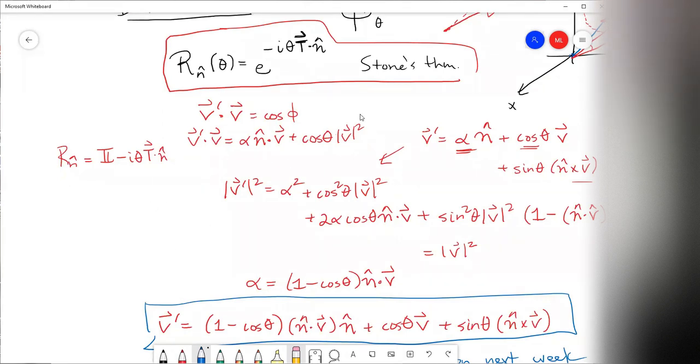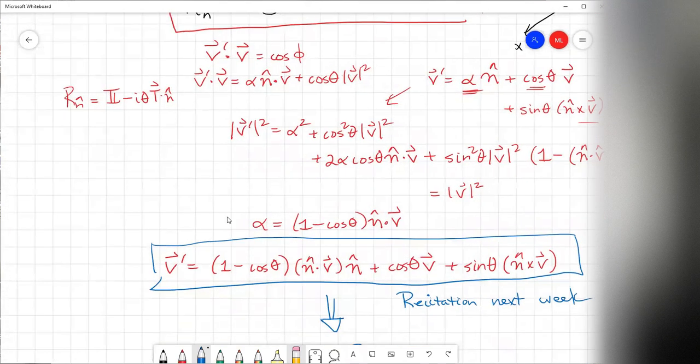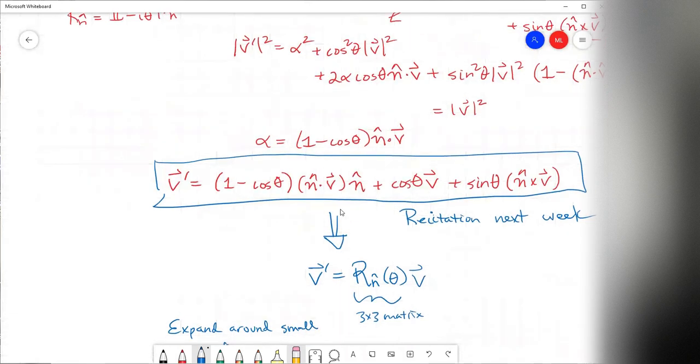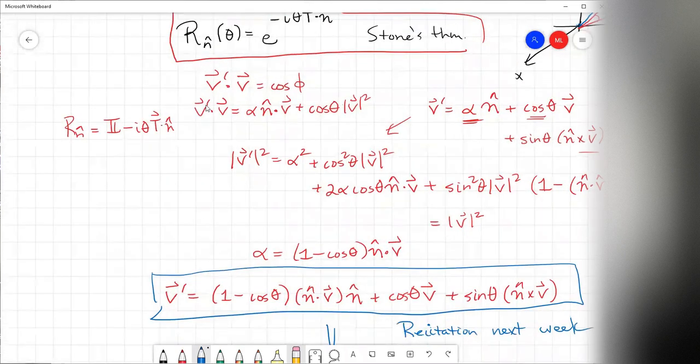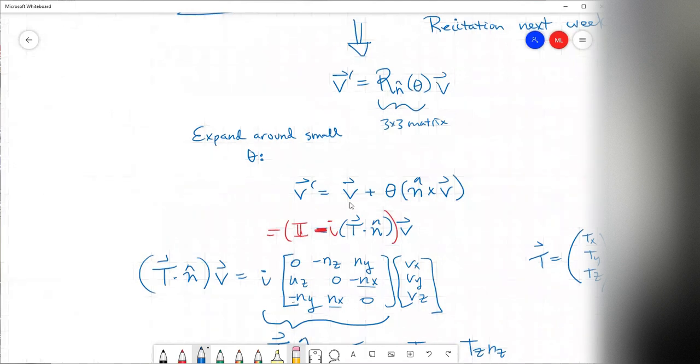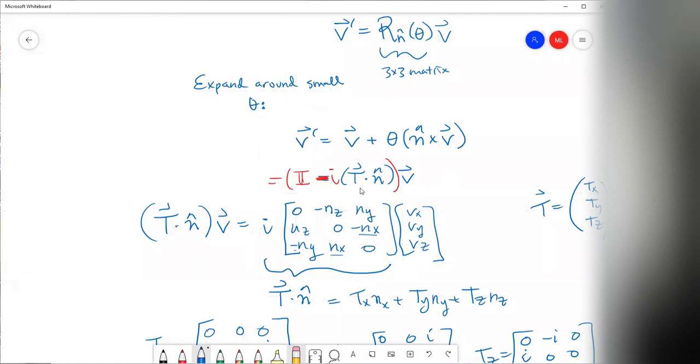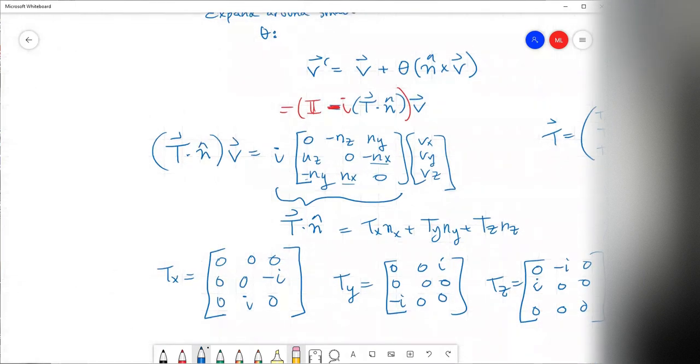Okay. And how are we going to find them? Well, we recognize we can expand around small angles. And in that case, our rotation matrix has this form, where it's the identity minus i theta times this t dot n hat thing. Then we actually just do a rotation and see what that does to our vector, and compare that to what we should get if we interpret it as a rotation matrix of this form. That's what we did. This is what a rotation looks like at small angle theta. And so this t dot n hat must be related to this cross product. And that's how we identify what this matrix is.